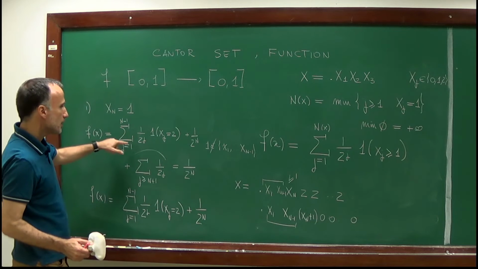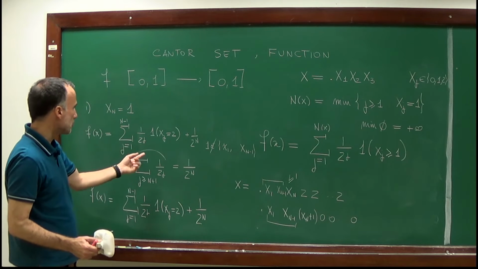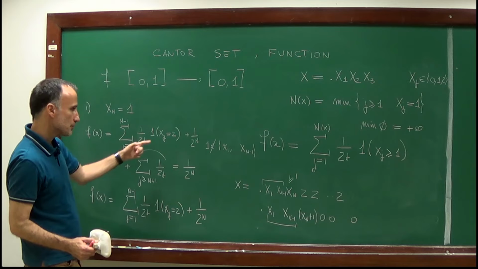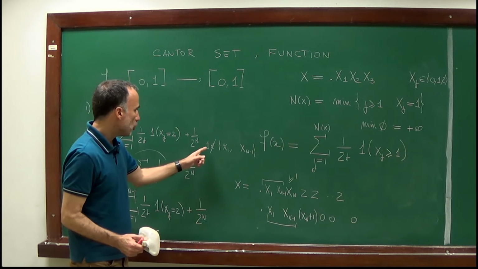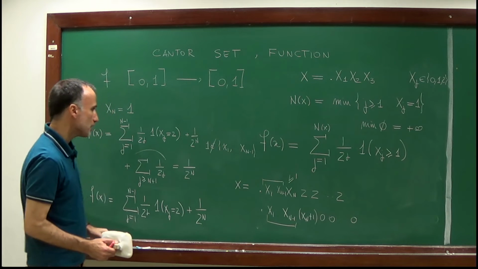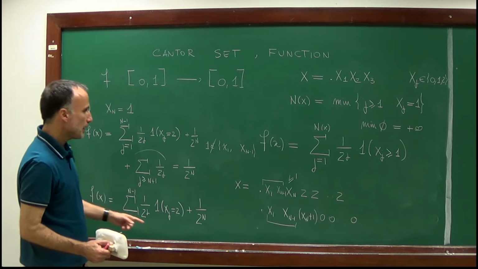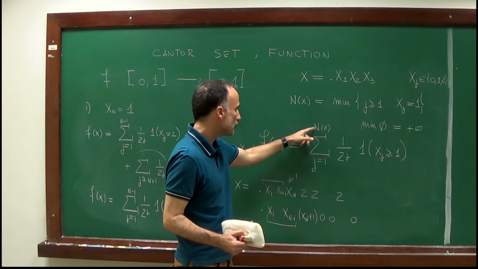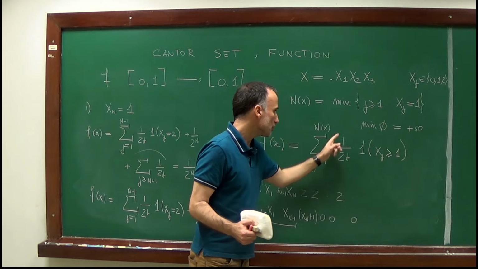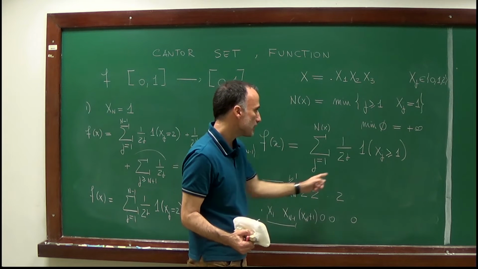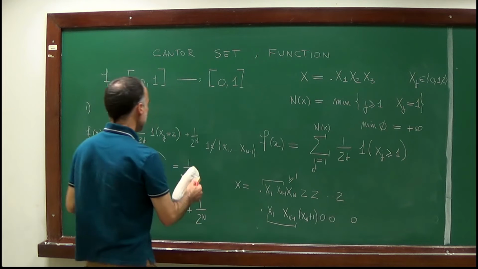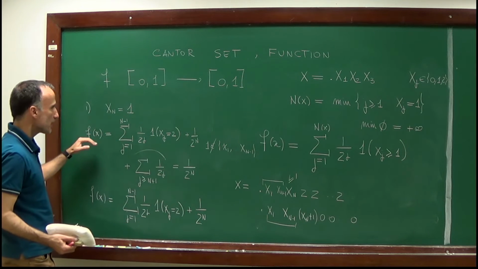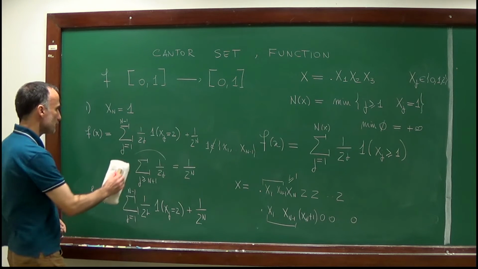In that case, I have the contribution of the first n minus 1 terms. They are all different from 1 by assumption. And then xn is equal to 1. So according to this definition, I have to stop at n, and I get a contribution 1 over 2^n because xn is equal to 1. So again, f of x is given by this expression.